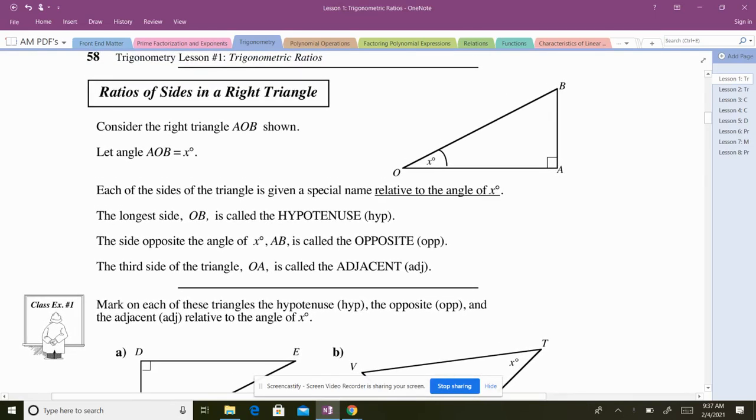First thing we got to do is learn how to label this. Label triangles. So there's three sides in every triangle. One of them you already know when you learn Pythagorean theorem. The Pythagorean theorem was, you don't have to write this down, a squared plus b squared equals c squared. Remember that? Okay, what is c?